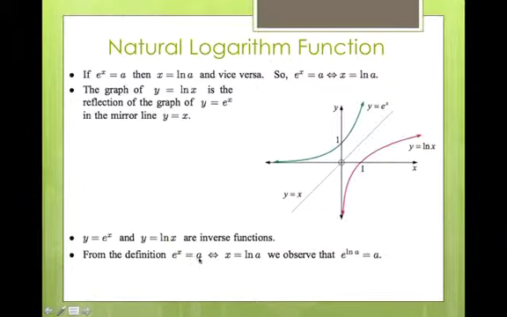Down here there are multiple forms of writing the same thing. By writing e to the x equals a, we can change it into this form, and it's exactly the same thing. And because they're inverses of each other, e to the natural log of a is equal to a, and also the natural log of e to the a is going to give you a also.